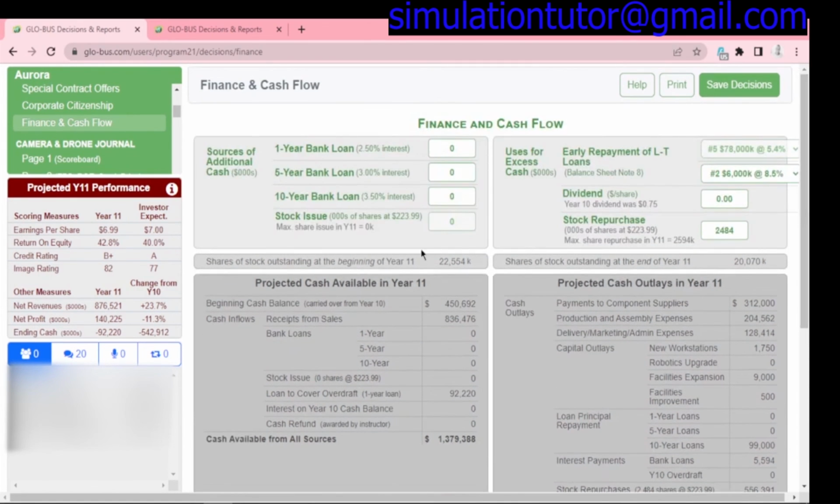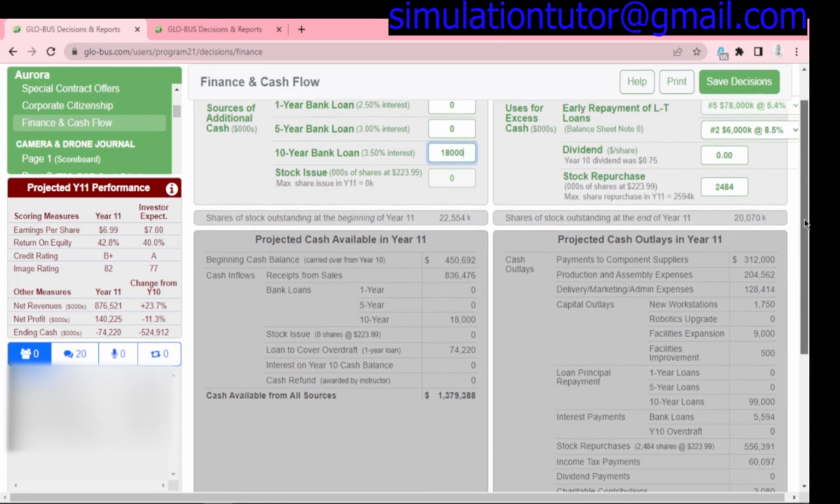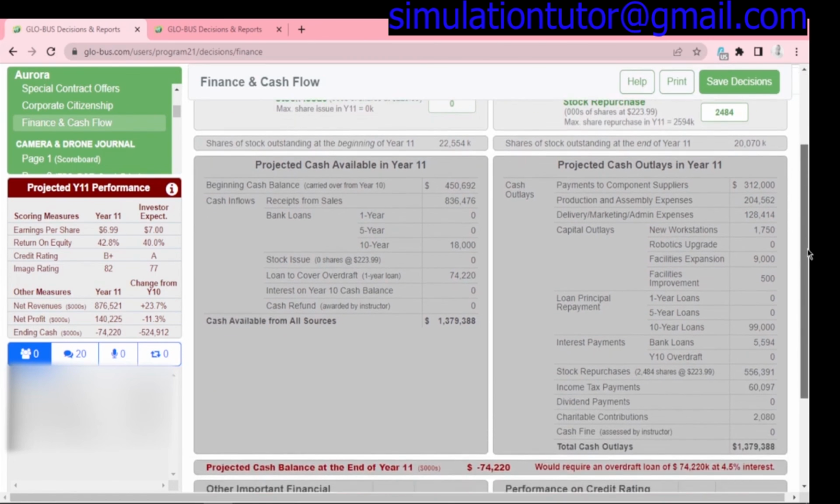So I'll just take a 10-year bank loan. At a 3.5% interest, that's low compared to the loans that I had earlier. One had an interest rate of 5.4, the other one 8.5. So I think I'll opt for the loan with an interest rate of 3.5, because that's a cheaper loan.